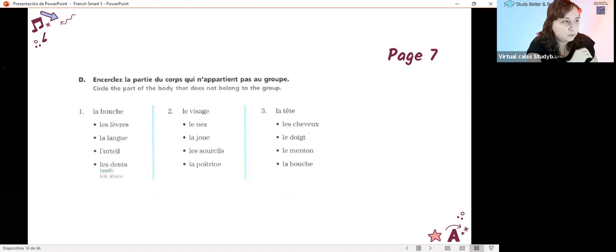Encercler la partie du corps qui n'appartient pas au groupe. Circle the part of the body that does not belong to the group. Okay? So in this case, the first one we have la bouche, les lèvres, la langue, l'orteil, et les dents. That this is a new one, the teeth, les dents. We haven't seen it before.